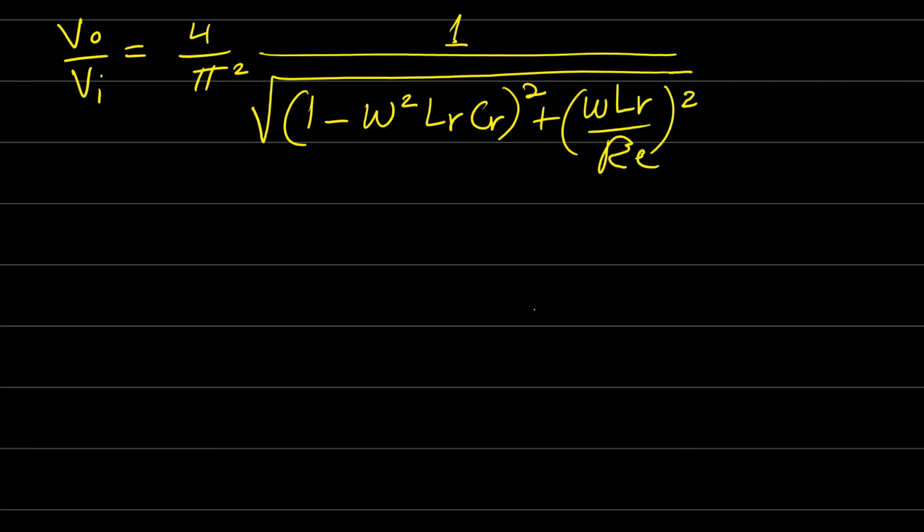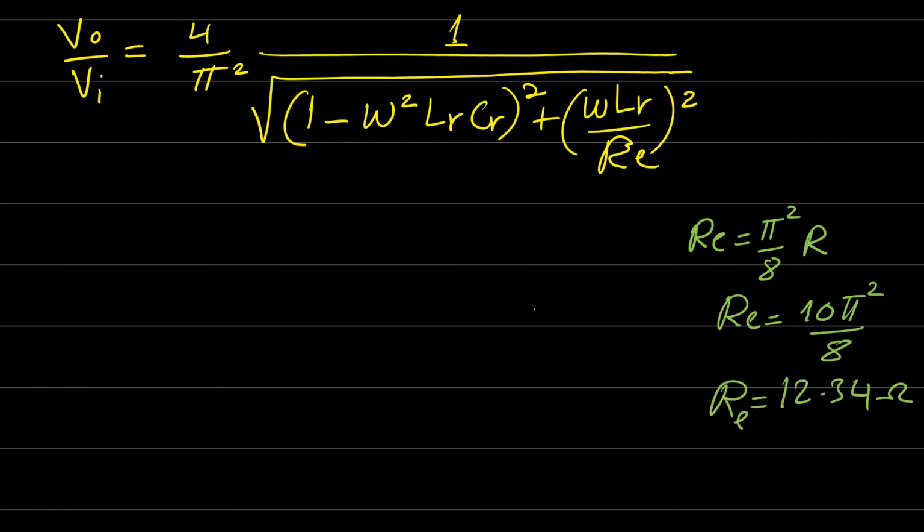The equivalent resistance is equal to how much? RE is equal to pi squared over 8 times R. R is equal to how much from the question? 10 ohms. So R equivalent is equal to 10 times pi squared over 8. Just calculate this one and you'll find it is 12.34 ohms. This is the equivalent resistance, but the actual resistance is 10 ohms.